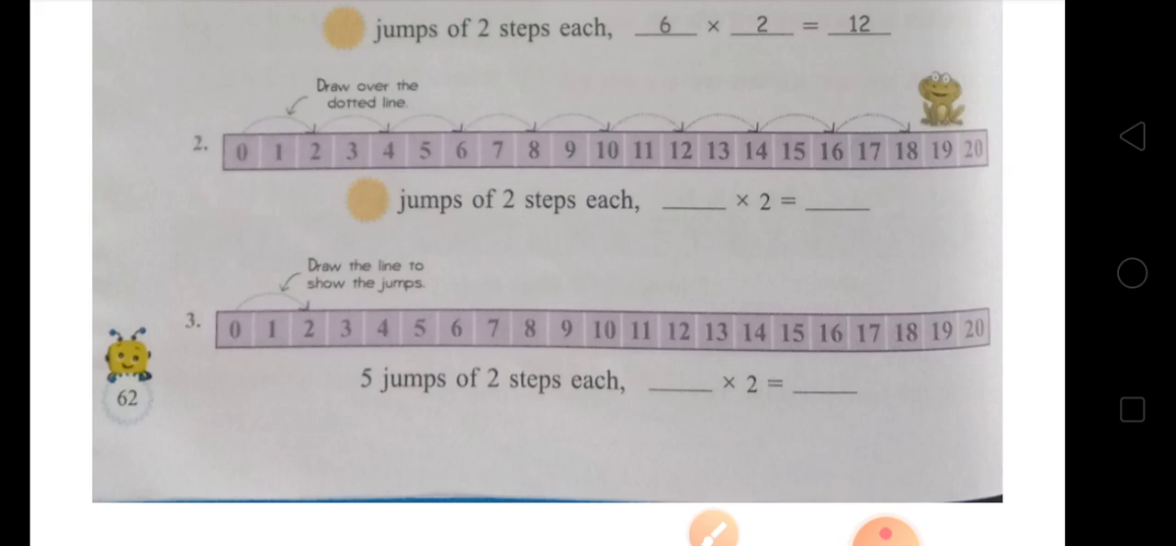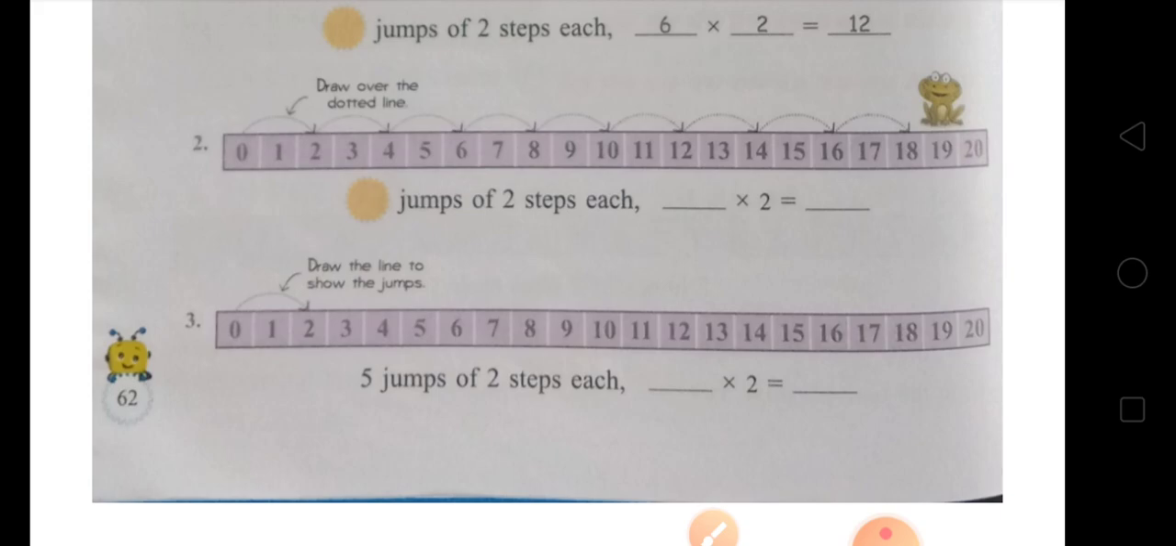So froggy jumps 9 jumps, and in each jump there are 2 steps. So 9 jumps of 2 steps each. That will be 9 multiplied 2 equal 18. Why? Because froggy jumps 9 jumps and the number of steps in each jump is 2. So 9 jumps of 2 steps is 9 multiplied 2 equal 18.